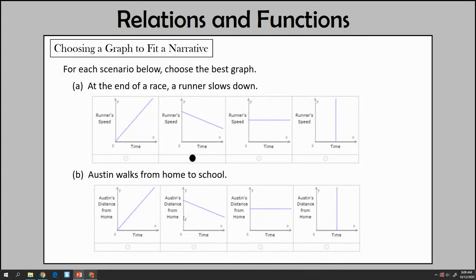So Austin walks home from school. So again, our X, which would be our inputs, is time. So as time increases, they're saying the Y represents the distance from home. So in this example, as time increases, he's getting farther from home. In this example, as time increases, his distance from home is decreasing. This one, as time increases, he's staying the same distance away from home. And this one just says at one point in time, he's a crazy distance away from home. I don't even know what that means. Okay, so this is the one. As time increases, his distance from home is getting less and less and less.